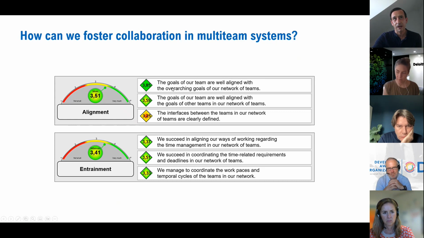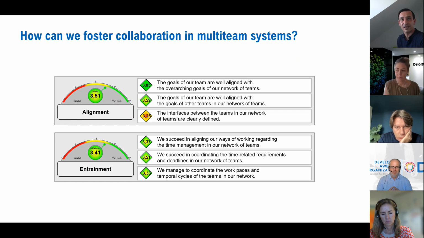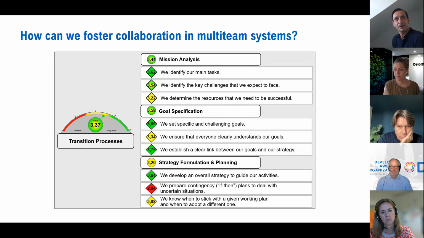And you see also how you can measure alignment with simple questions, such as: the goals of our teams are well aligned with the overarching goals of our network of teams. And it's really interesting to go into details when you discuss that. Also, the goals of our teams are well aligned with the goals of other teams in our networks. And you see, always most crucial, the interfaces between the teams in our networks of teams are clearly defined. I won't go into details now for entrainment, but what I really want to show you is how you can measure mission analysis, goal specification, and strategy formulation and planning.